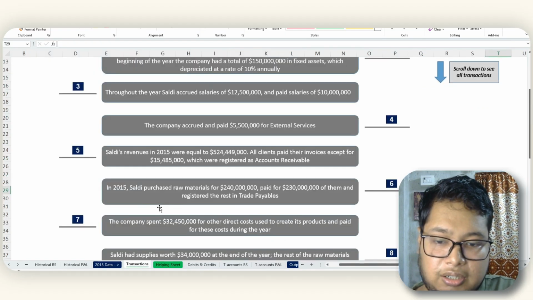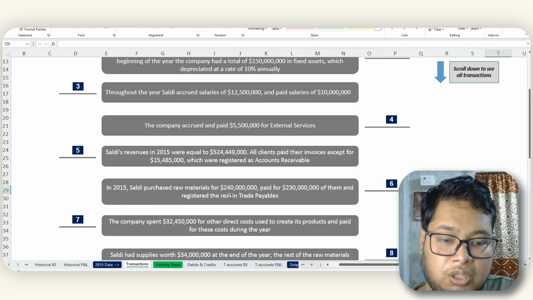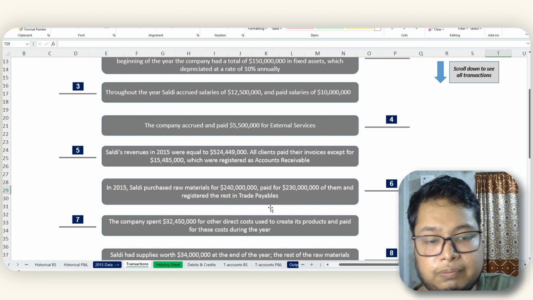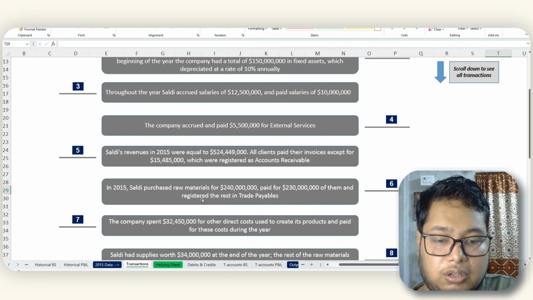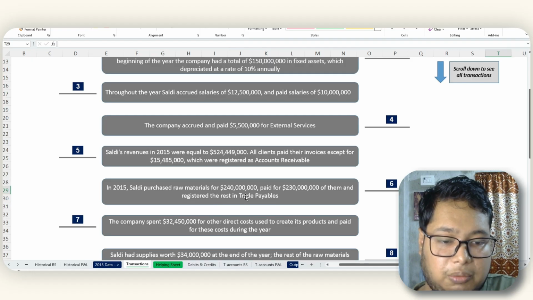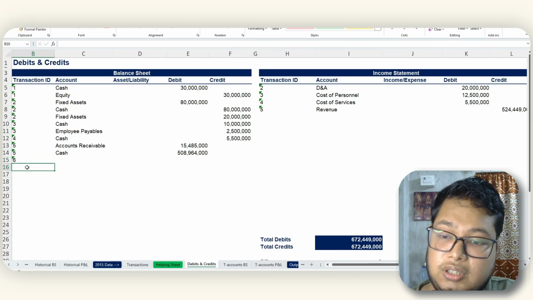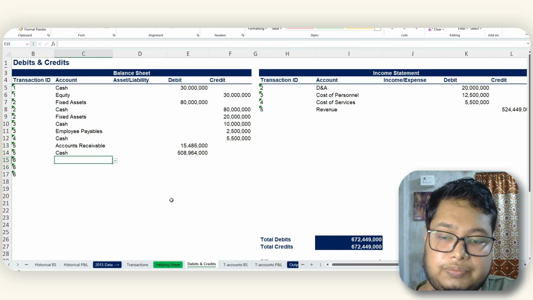Sixth transaction: in 2015, Saldi purchased raw material for $240 million, paid for $230 million of them, and registered the rest in trade payables. Okay. So first of all, inventory has been increased, raw material that much, and paid that much. The rest we will check. This is the sixth transaction. Three accounts will be affected, because inventory will be used, cash will be used, and account payable will be used.